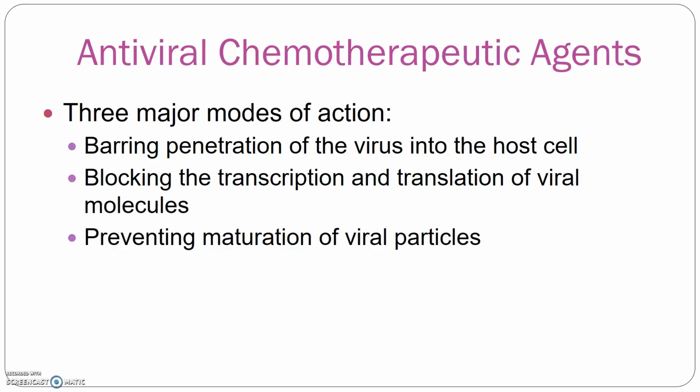We also have a class of agents that are effective against viruses. When we think about the chemicals that affect them, there are three major modes of action. One way is that we can prevent the virus from doing the penetration step of getting into the host cell. The second one would be to block transcription or translation of the viral molecules so that they can't replicate and then multiply in the host cell. And the last step is to prevent what's known as budding, where we prevent the mature viral particles from being released from the host cell.